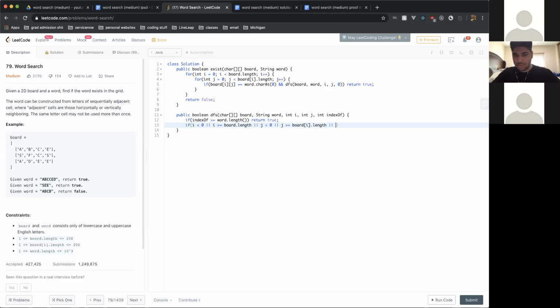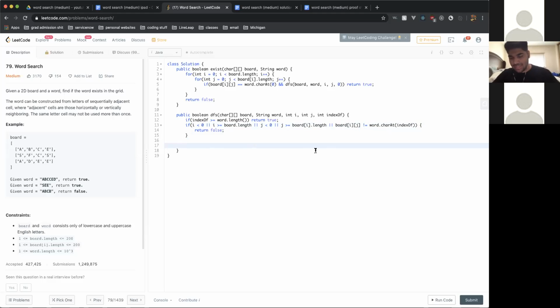And then finally, we also need to check to make sure that whatever is at board ij is equal to whatever character we're looking for at index of, right? So if this, or rather, not equal to, if any of these fail, then there's no point in continuing on, so we just return false. So at this point in the function, we have already passed both of our break cases. Now we actually have to enter our recursive case.